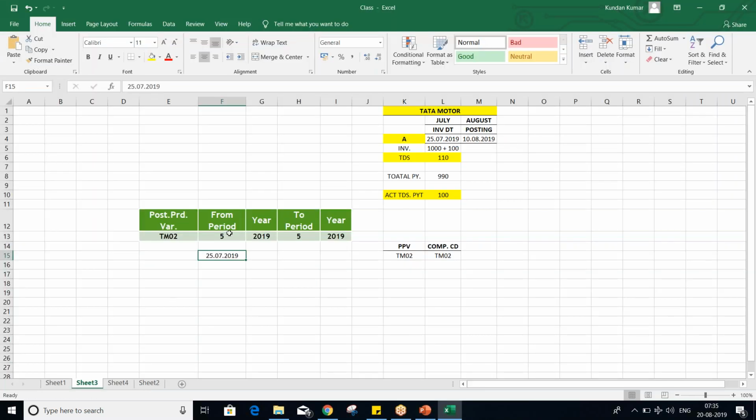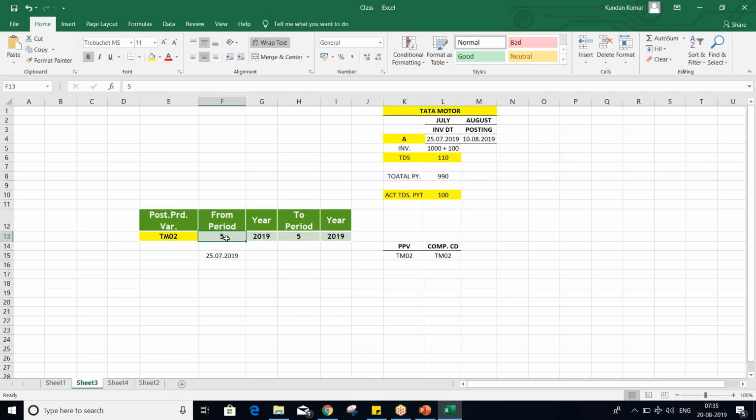And look at here, the system is going to check the fourth period. It checks which posting period variant we have defined and assigned for Tata Motor. It is TM02, which is assigned against our company code. Now the system will check against this TM02 posting period variant which period we have opened. The system found that from period 5 to period 5, only one period is open.